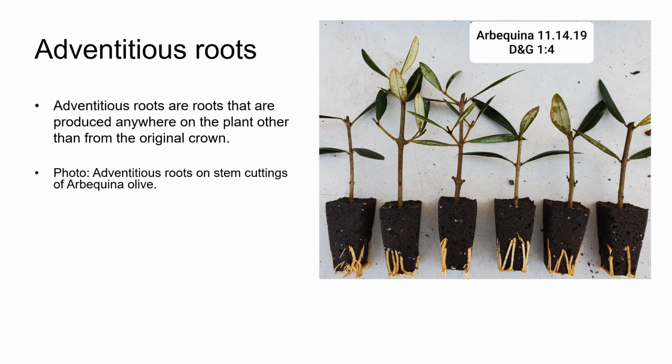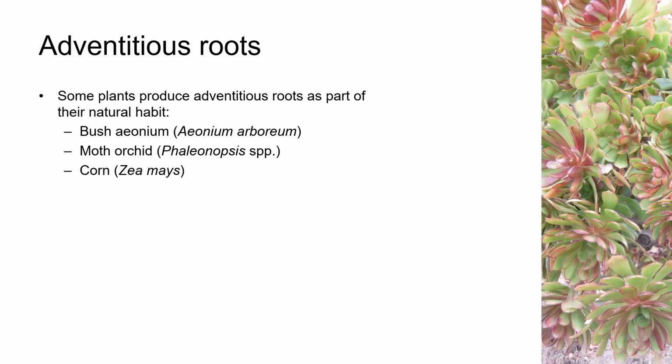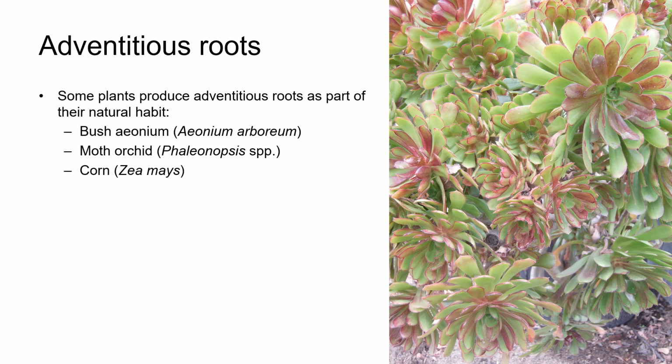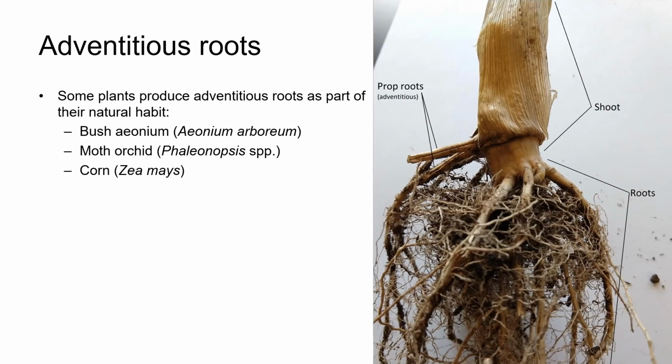In the photo on the right, you can see young Arbequina olive plants. These have been grown from stem cuttings, so the roots that you can see growing through the bottom of the plugs are adventitious. Some plants produce adventitious roots as part of their natural habit, and you may have seen these on the stems of succulents such as Aeonium, on the moth orchid, Phalaenopsis, and on corn. Some plants with a trailing or prostrate growth habit also produce adventitious roots where their stems are in contact with the ground.